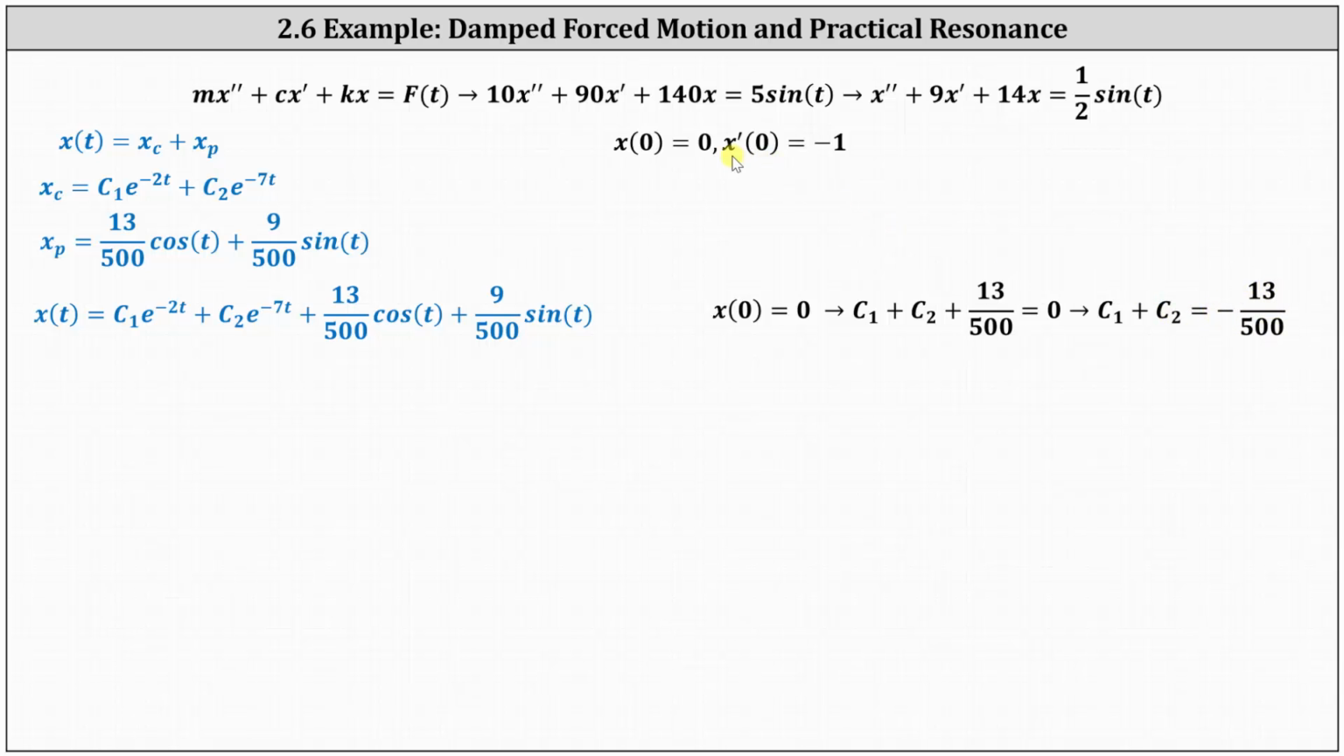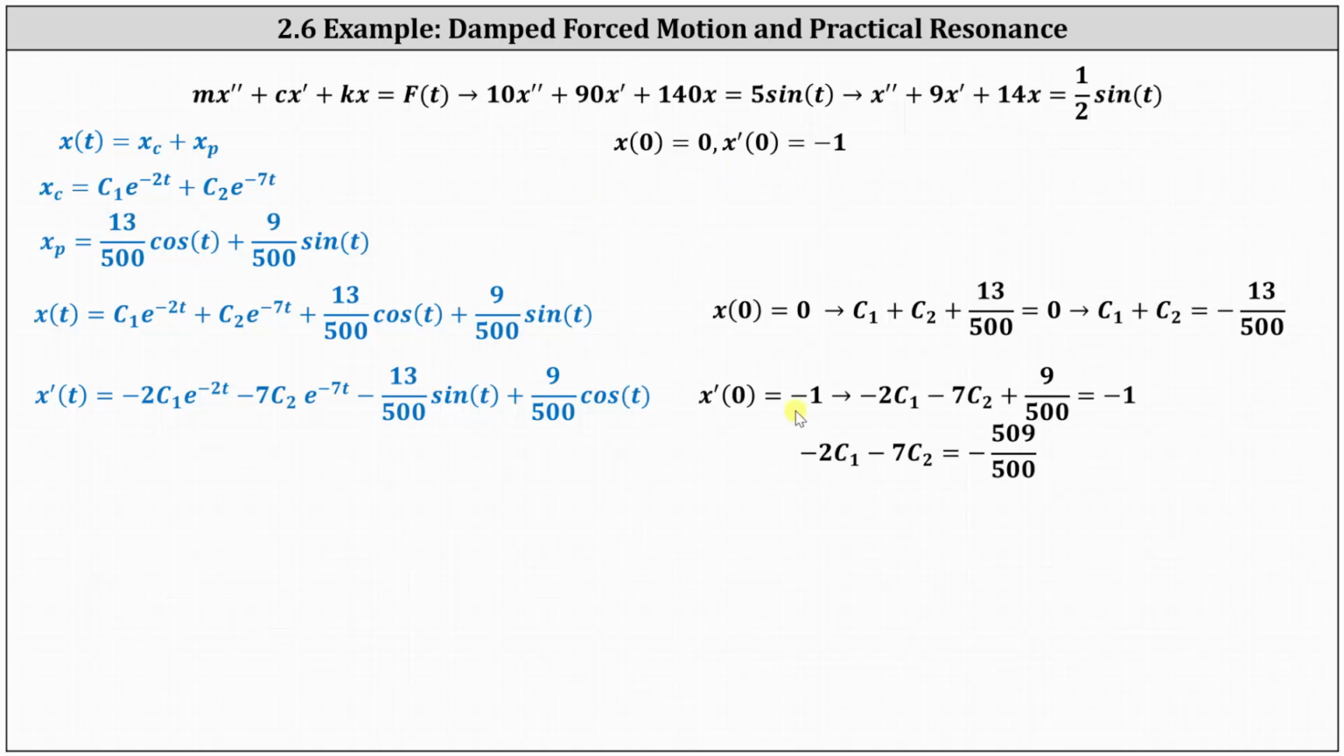Before we can use x prime of 0 equals negative 1, we need to find x prime of t, which I've already done here. To differentiate the first two terms, we need to apply the chain rule. From here, because x prime of 0 equals negative 1, we substitute 0 for t and set the function value equal to negative 1. This gives us negative 2c sub 1 minus 7c sub 2. The third term drops out because sine 0 is 0, and we have plus 9/500 equals negative 1. Subtracting 9/500 on both sides, we have negative 2c sub 1 minus 7c sub 2 equals negative 509/500.